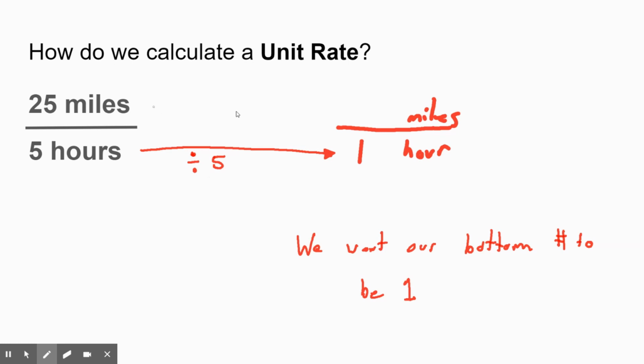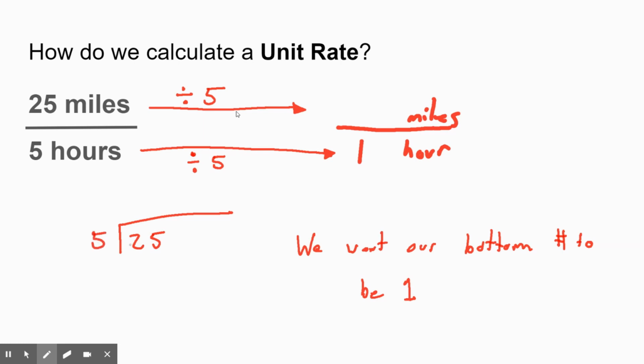Now, the fun part of this is you have to remember to do the same thing to both sides. That means that we're also going to divide our top number by 5 as well. Quite often, this means that you're going to have to do some long division. I'm going to guess that most of you know what 25 divided by 5 is, but just to refresh yourself on long division, we'll do this problem as though it were.